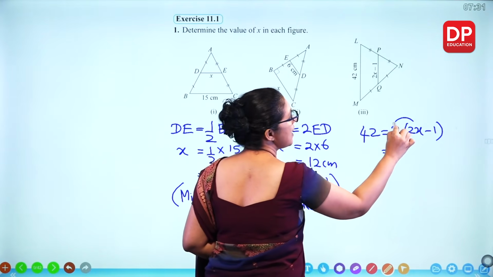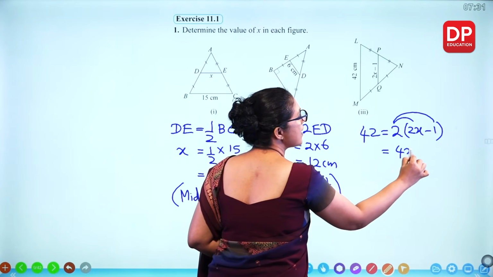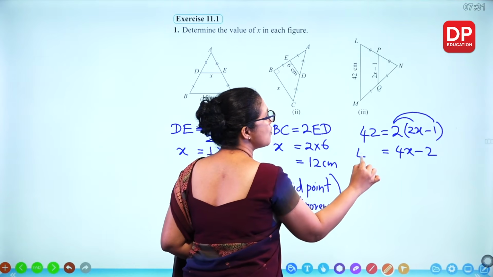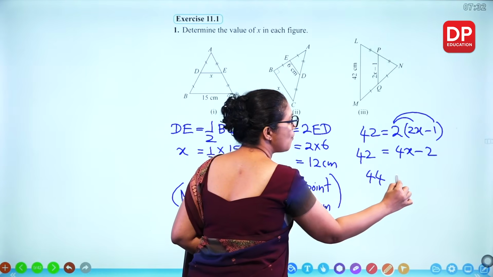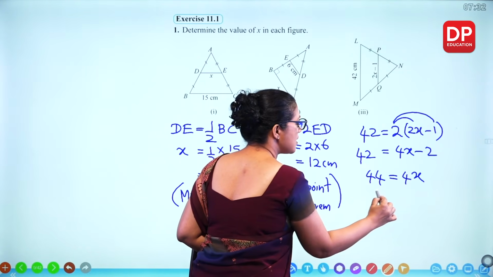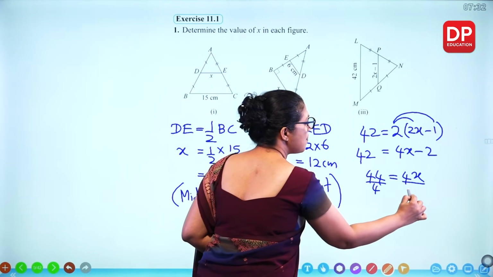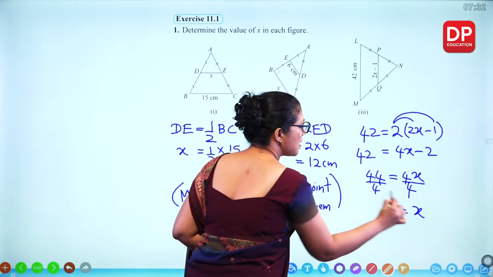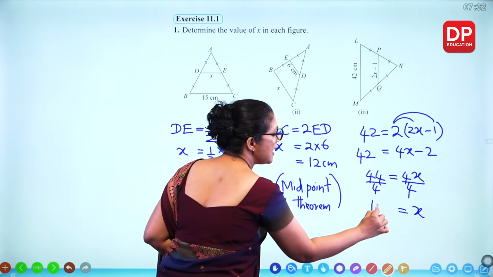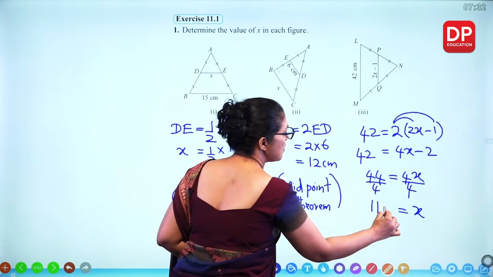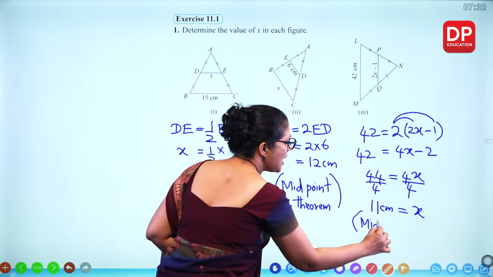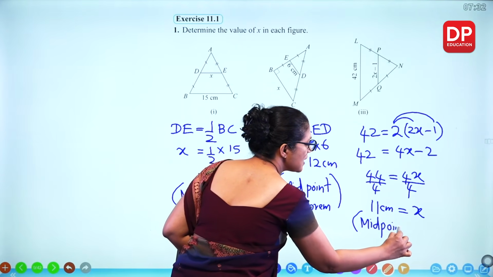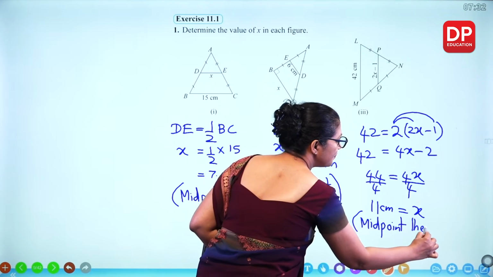So we can multiply this by 2. 4x minus 2 is equal to 42. Take minus 2 to this side. 44 is equal to 4x. So what is x? Divide by 4. You get 44 divided by 4, which is 11 centimeters. What's the reason? Midpoint theorem.